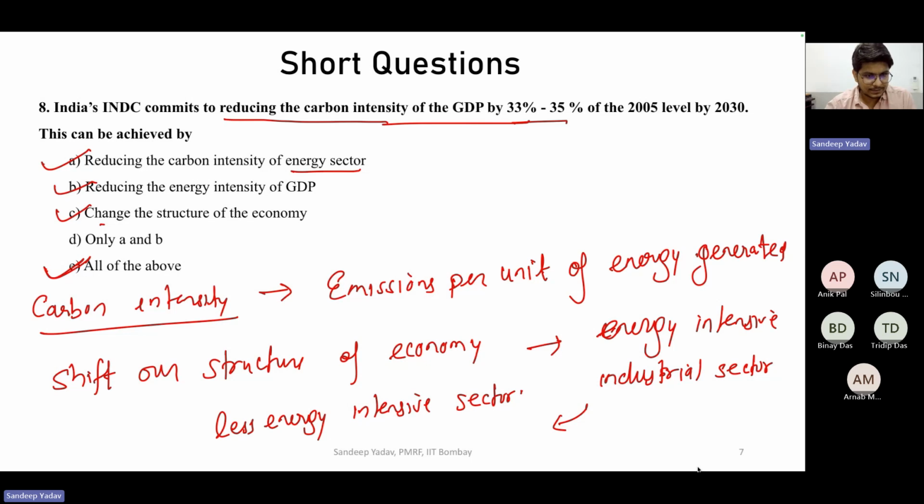So at that time we can say that changing, like if you see an example of energy intensive, suppose, there are few things that are not making any sense right now.